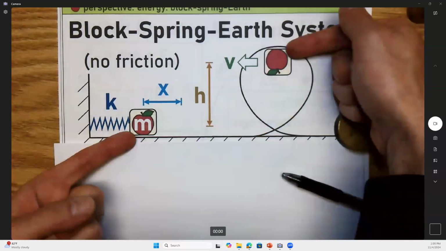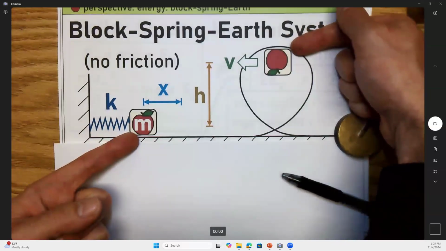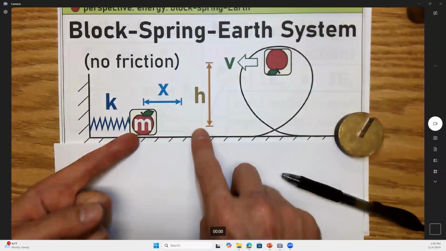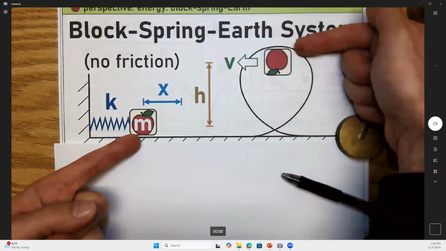Okay. I need to pick a point A and a point B. And it's the same as the pictures on my poster. So if I pick point A and point B here, it sets up a different equation. Here's point A and here's point B. You guys got that? Okay.